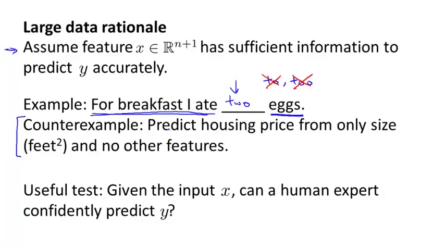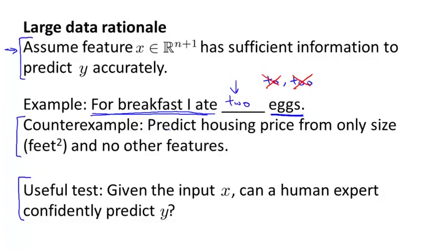So that would be a counterexample to this assumption that the features have sufficient information to predict the price to the desired level of accuracy. One way I often think about testing this assumption is to ask myself: given the input features X, the same information available to a learning algorithm, if we were to go to a human expert in this domain, can a human expert confidently predict the value of Y?